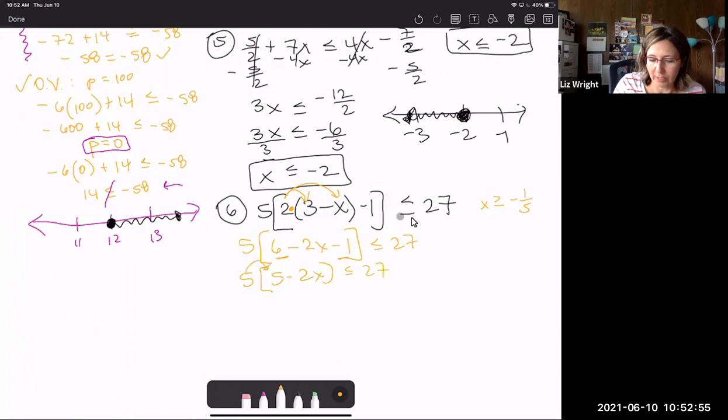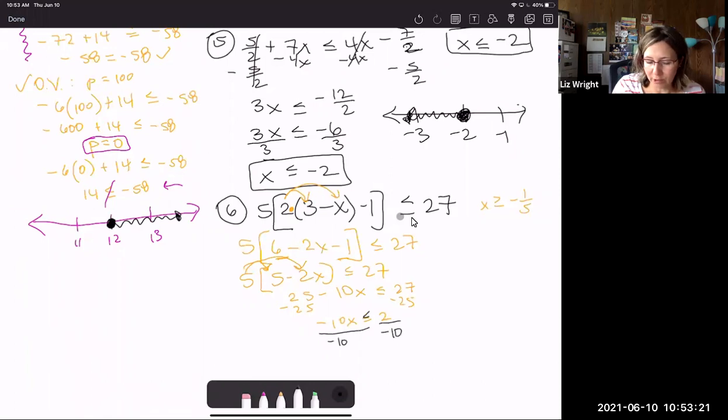So then I'm going to distribute again. And I'm going to get 25 minus 10x is less than or equal to 27. I'm going to divide both sides by 20. I said divide, I meant subtract. Subtract 25 from both sides. And then I've got negative 10x is less than or equal to 2. Divide both sides by negative 10.